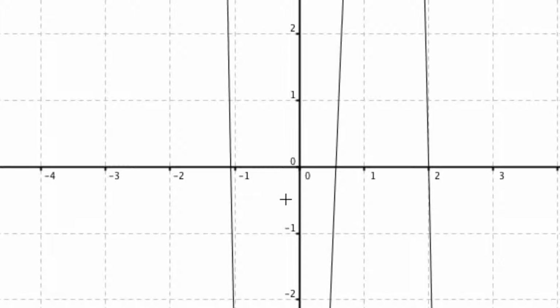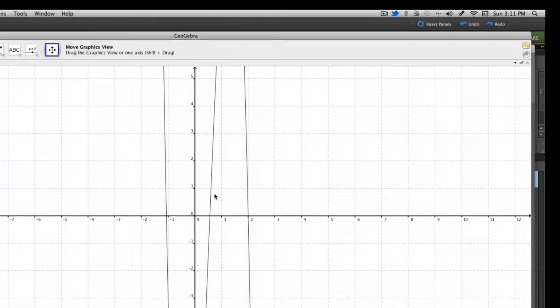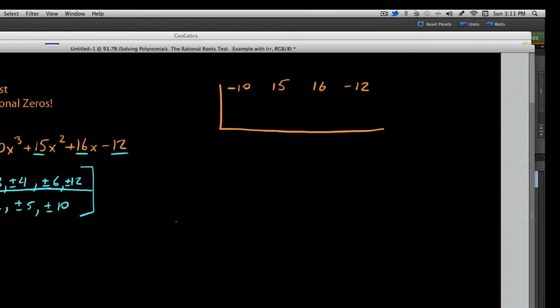So, looking at this picture, we're going to go with the closest one. We're going to divide out the one we're very, very comfortable with first, which is 2. So let's say we put our 2 up here. We'll go ahead and get started. We say, okay, so negative 10 times 2 is negative 20, plus 15 is negative 5, times 2 is negative 10, plus 16 is 6. Times 2 is 12, and hey, you know what?